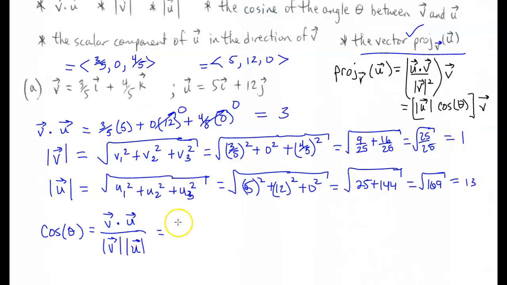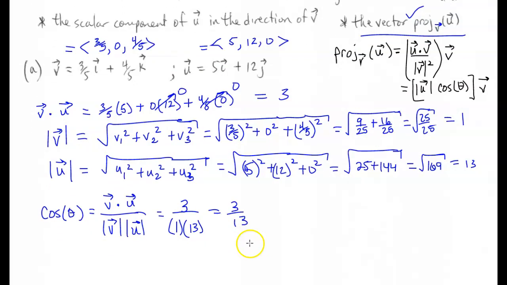So we already have our value for v dot u, which is 3. We have the value of the magnitude of v and the magnitude of u. So we see that that's just 3 over 13. And so now that we have all of that, we can calculate the scalar component. So this is going to be the scalar component of u in the direction of v.